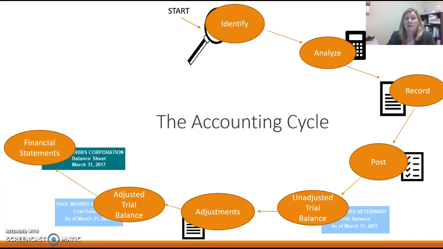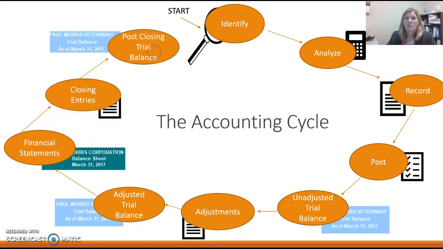From there, we prepare our financial statements. Those are used by our owners, our investors, our bankers, our vendors. And then next we come to the ending part of the accounting cycle. We'll prepare our closing entries. We're going to reset the accounts for the new fiscal year. We'll prepare a post-closing trial balance, the third and final trial balance that we prepare in the accounting cycle.